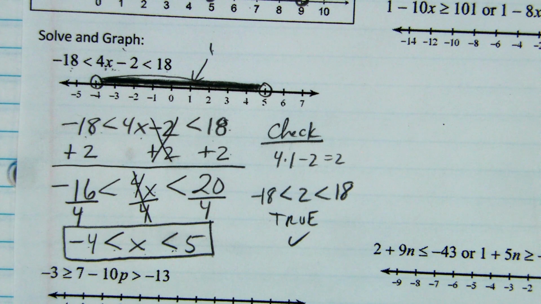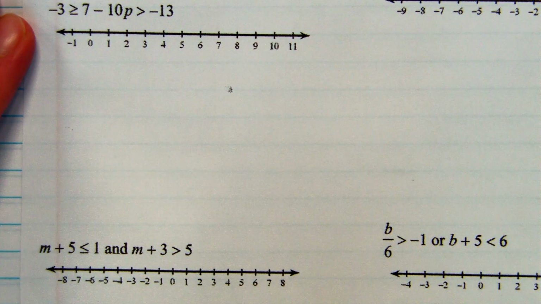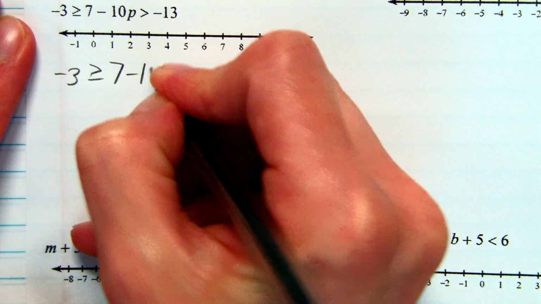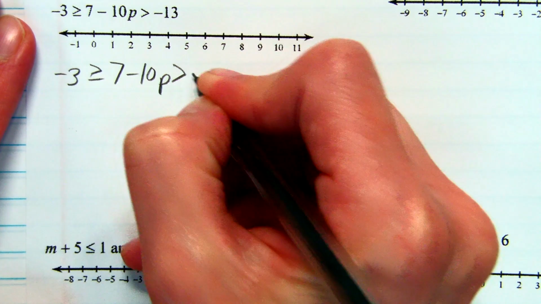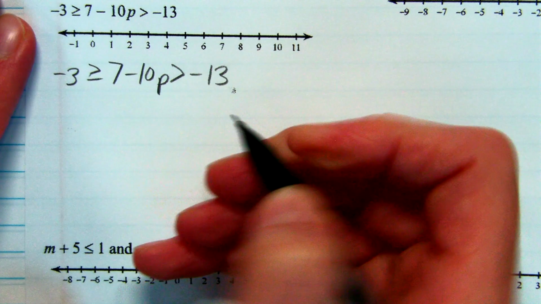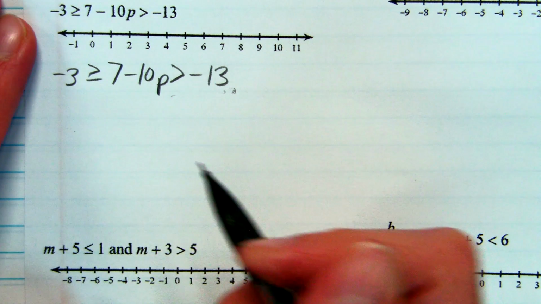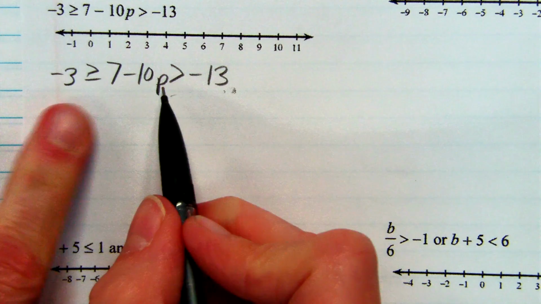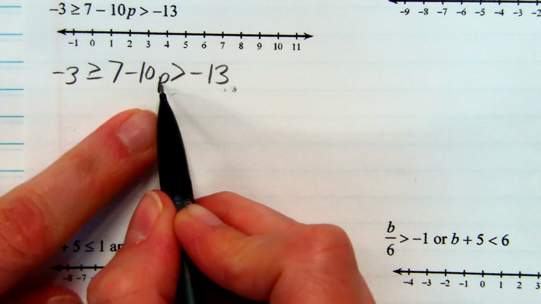Okay, so let's go ahead and look at the one down below this. So I'm going to rewrite it just because the program that I use sticks that number line kind of in the way. So I'm just going to copy it down here so that I have room to work this out. So you want to focus on the part in the middle. We're trying to get p by itself.